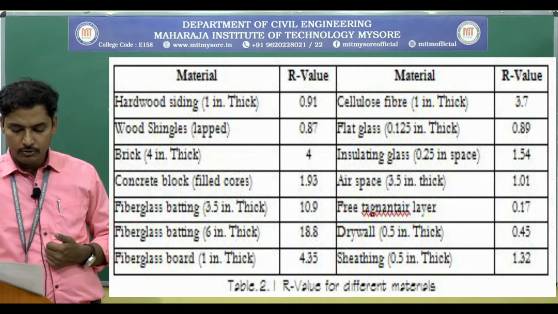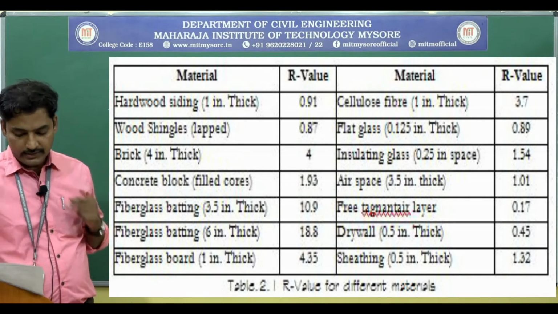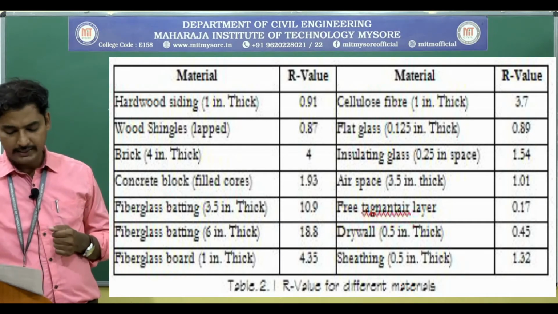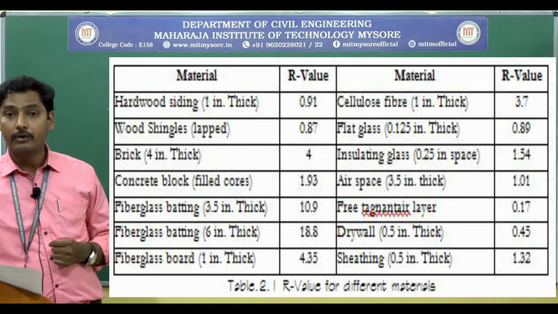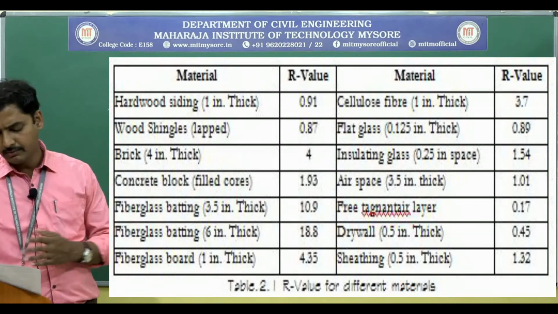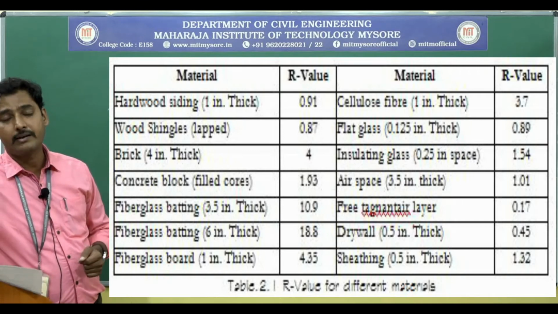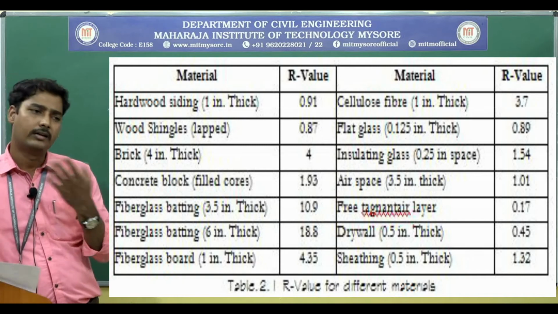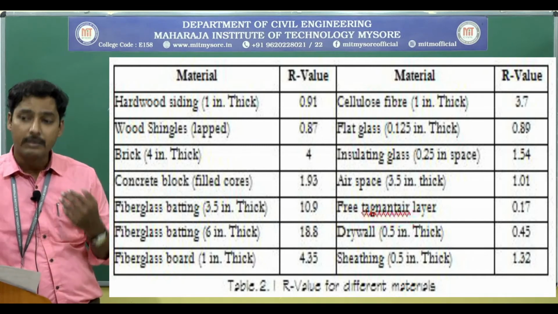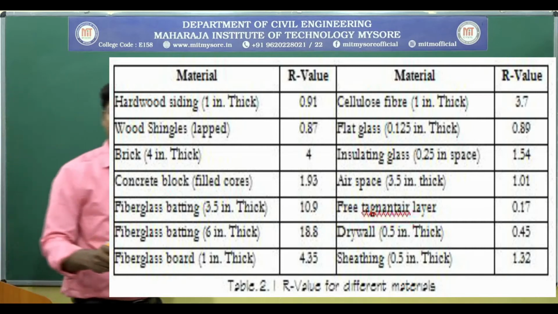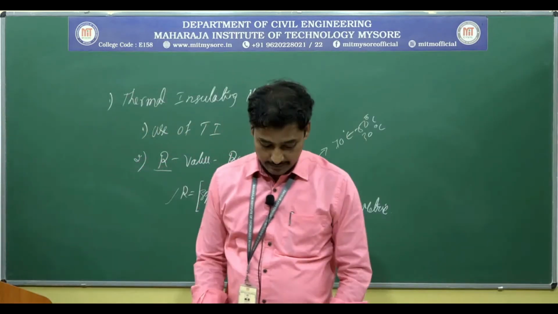For example, a hard wood of 1 inch thick, the value is 0.91. Similarly, for wood it is 0.87, brick of 4 inch thick is 4. Yes or no? So, we can observe there are n number of materials available in the market. Depending upon the requirement, the type of building, and the budget available, we can decide which material we need to prefer. This is regarding R value, right.